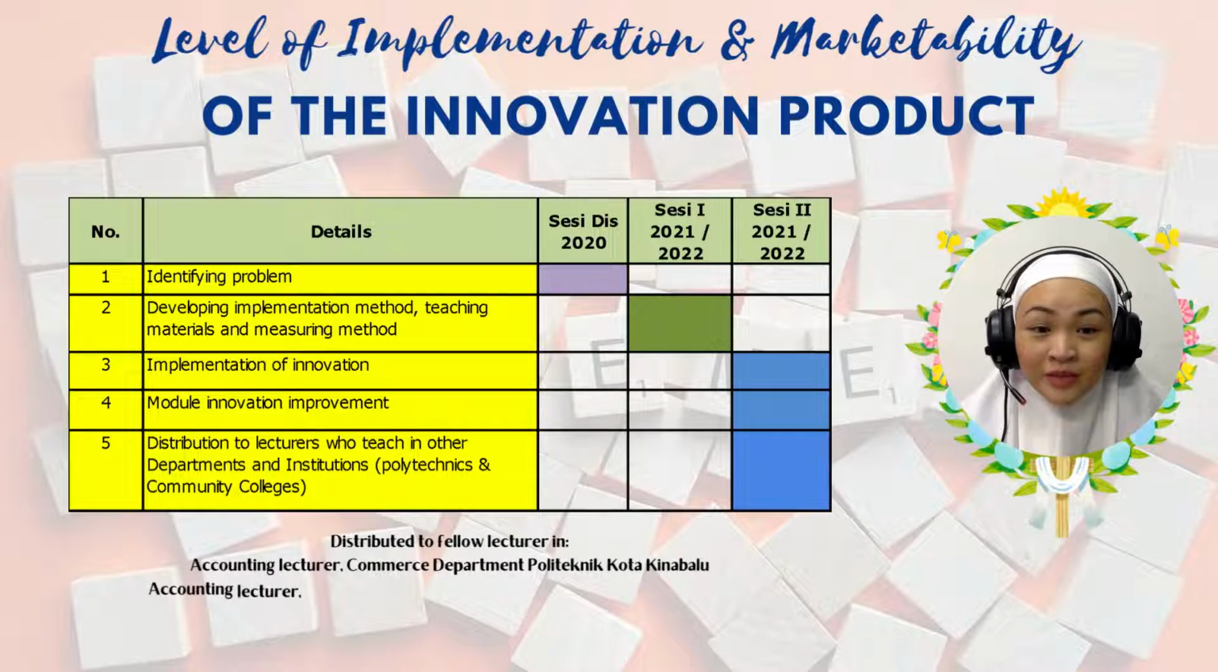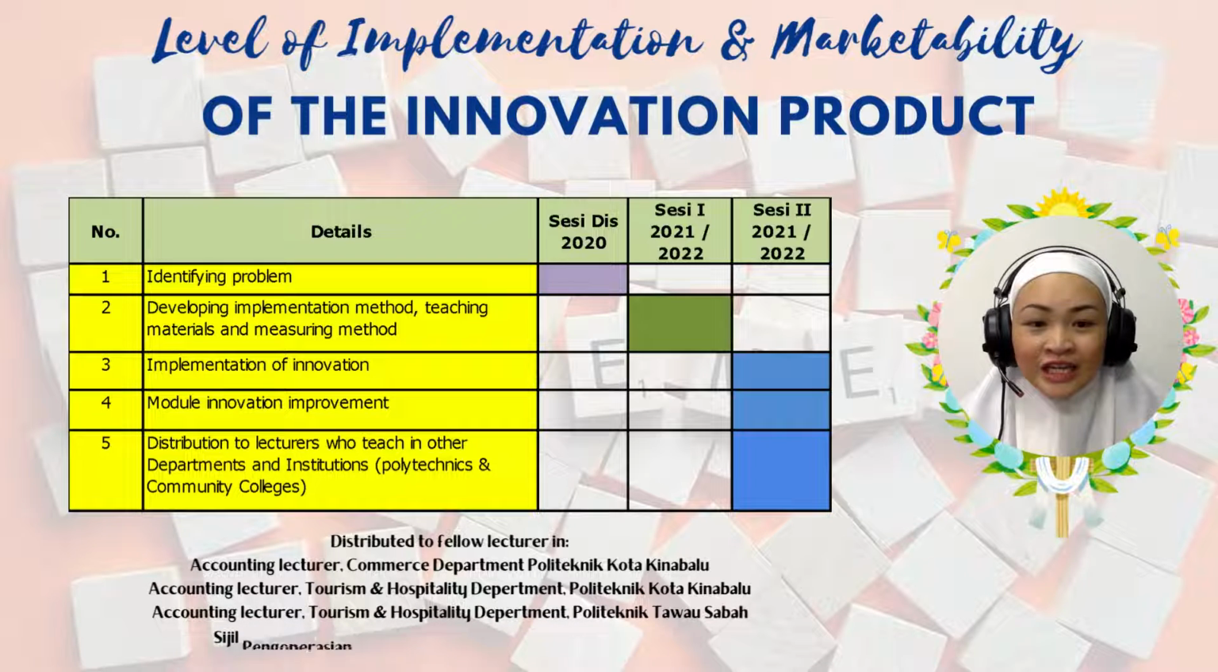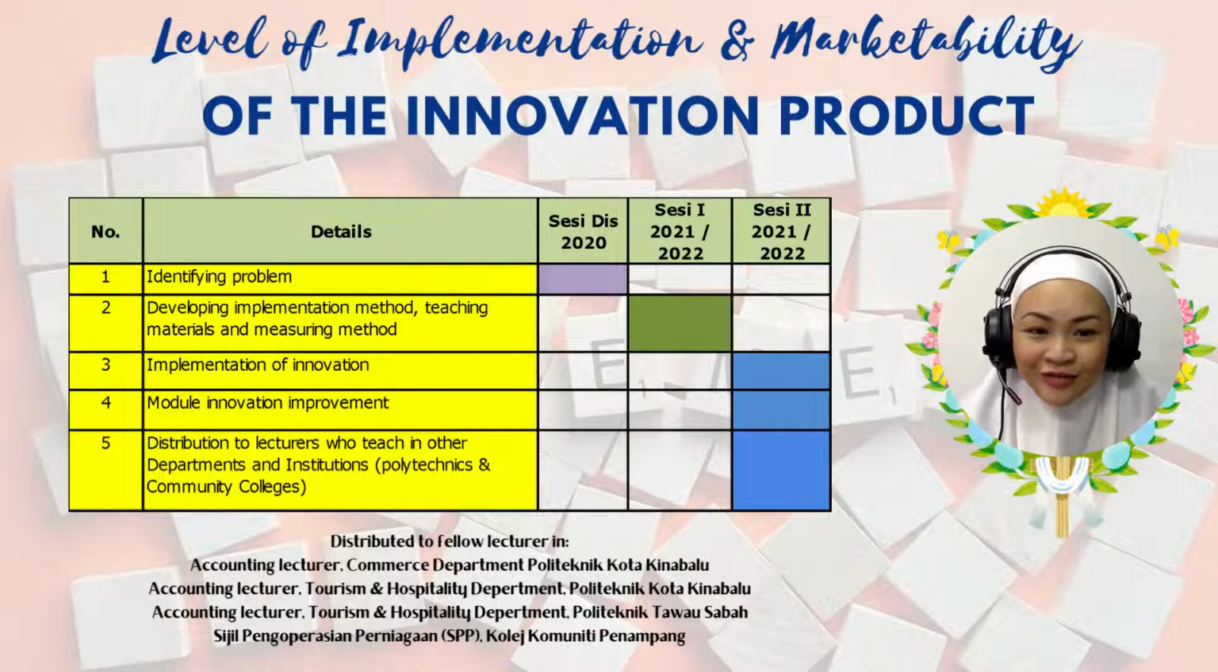Next is the level of implementation and marketability of the innovation product. As you can see from this slide, this is our Gantt chart. Identifying the problem was done in the December session 2020. Developing the implementation method, teaching materials and measuring method was done in Session 1 2021/2022. And implementation of the innovation, module improvement and distribution to the lecturers was done in Session 2 2021/2022.